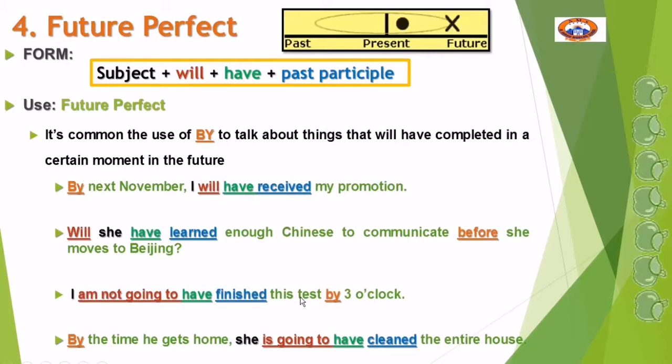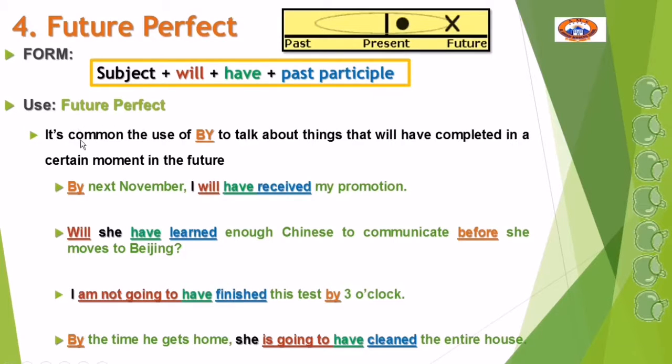I have another tense which is future perfect. Its form: the subject, will have plus the past participle of the verb, the third form of the verb. As we see here, the timeline, here the place of this tense before the future. Okay, and we're going to see when I can use it.